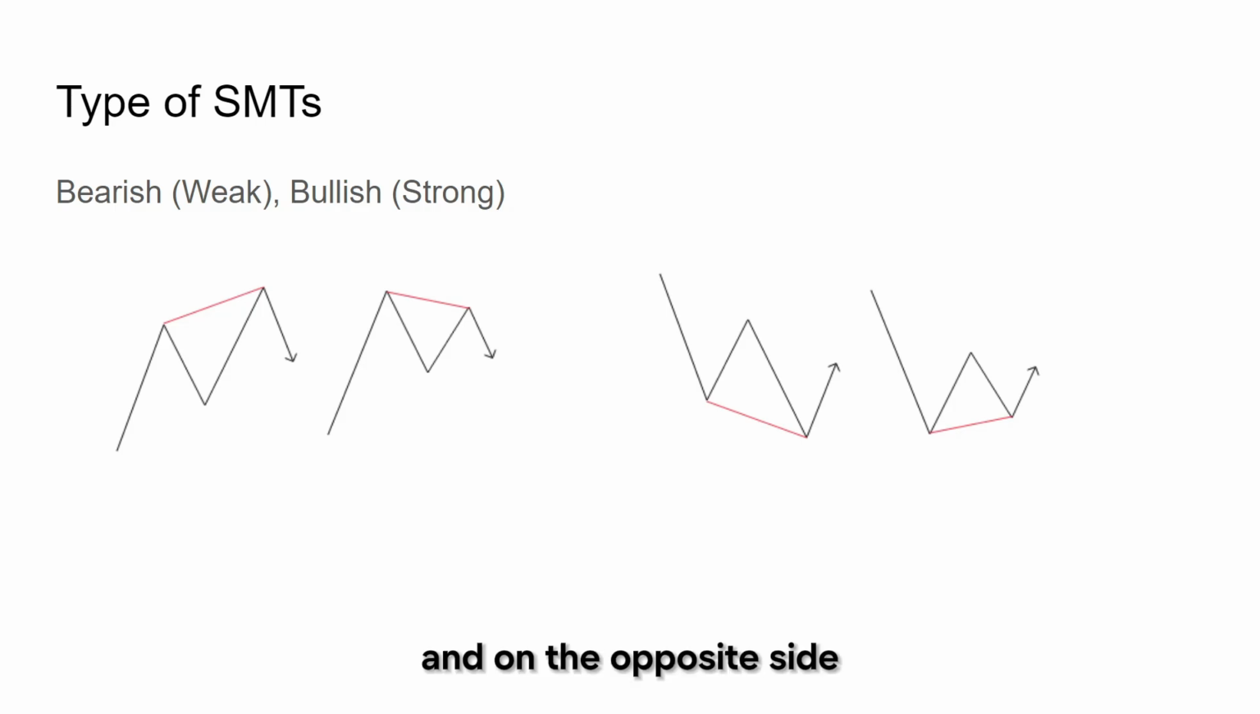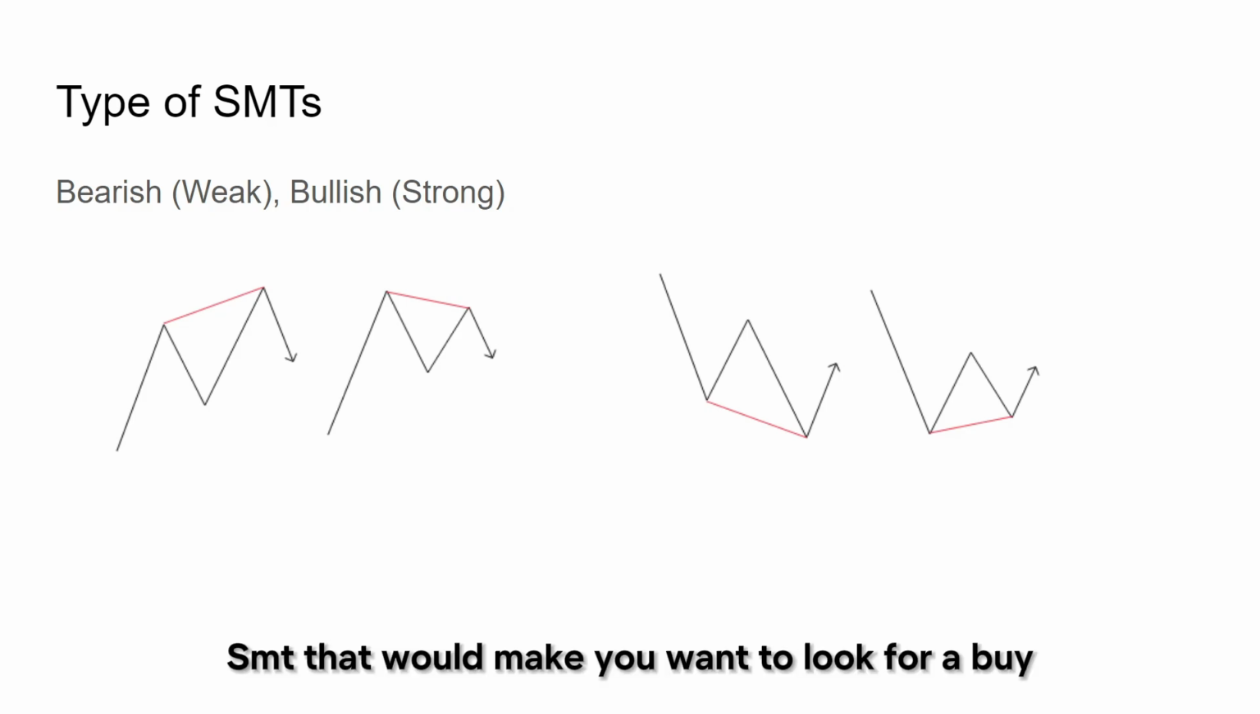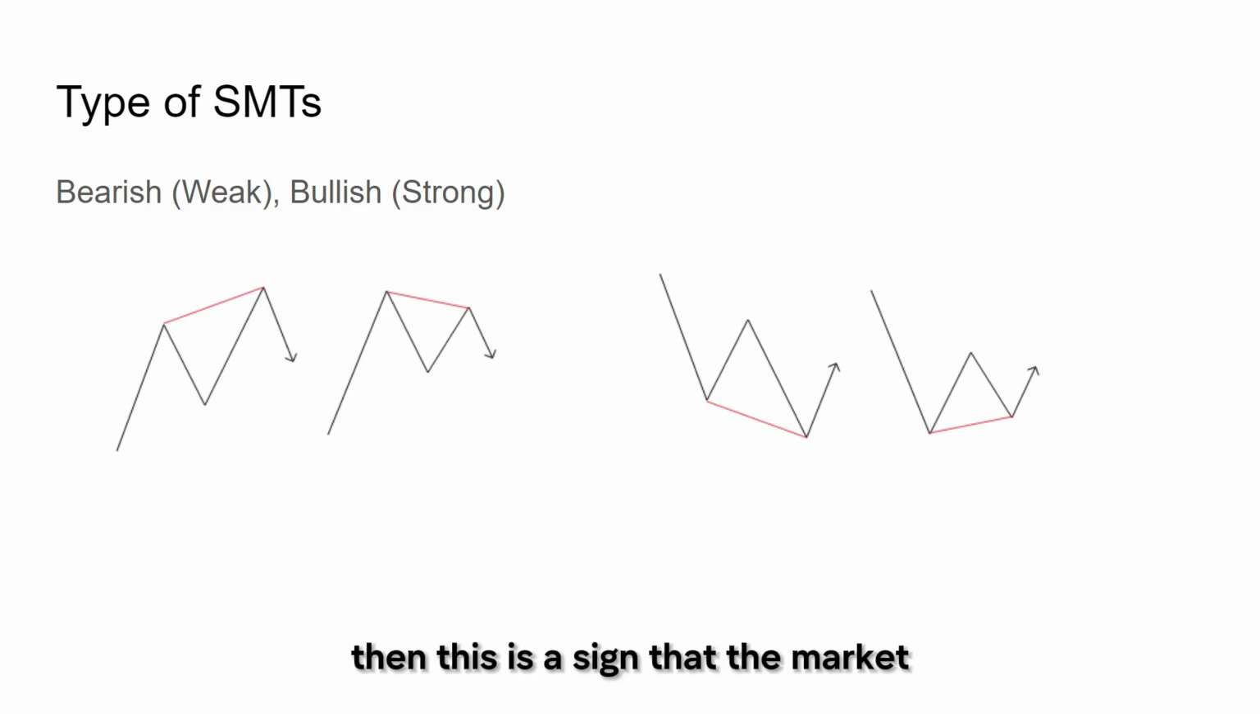And on the opposite side, a bullish SMT, that would make you want to look for a buy, is when a pair is doing a lower low and the other pair is doing a lower high. Then this is a sign that the market might be reversing.